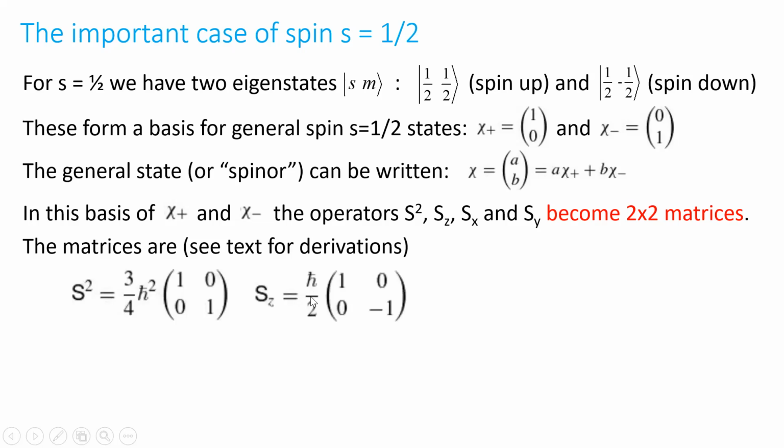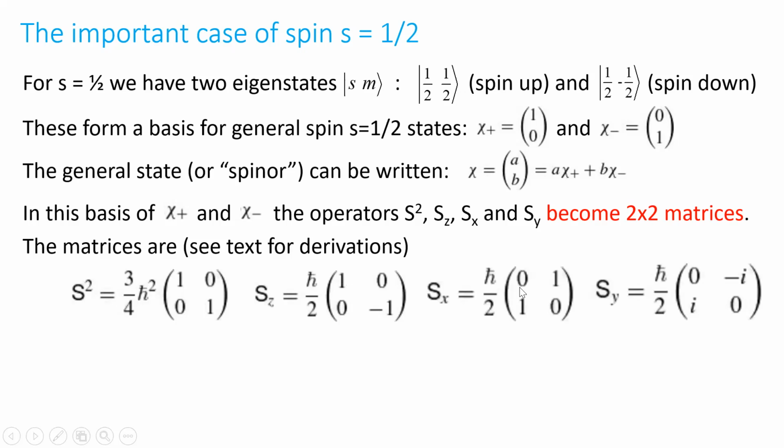Sz is going to be h bar over 2 for the spin up state, since the eigenvalue of the spin up state for Sz is h bar over 2, and minus h bar over 2 for the spin down state, and then zeros off the diagonal. The other two are a little bit harder to get, but I'll just present them here. You can check the textbook for the derivation. Sx and Sy have no diagonal elements, and the off-diagonal elements are either 1, 1, or i, minus i for Sy. Okay, so those are the matrices we have.